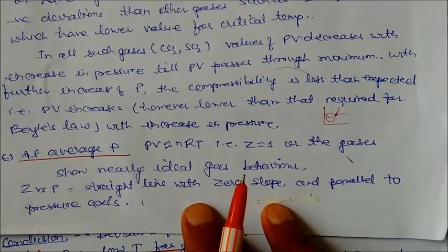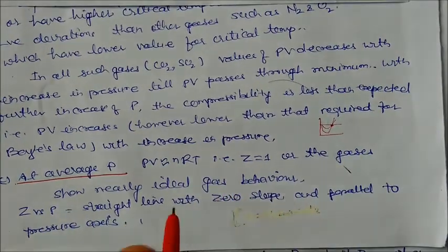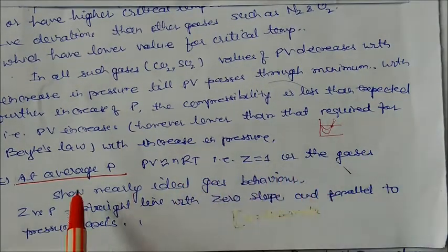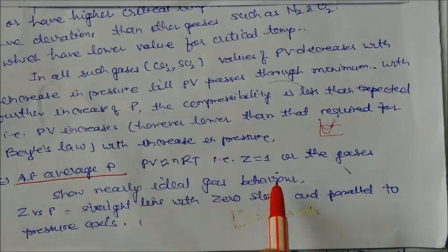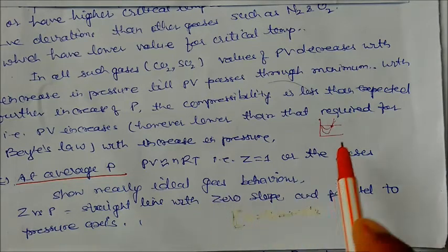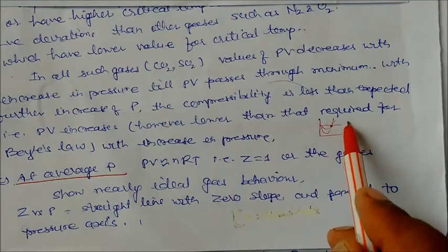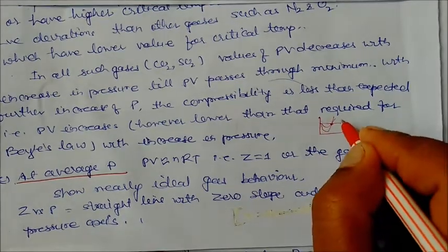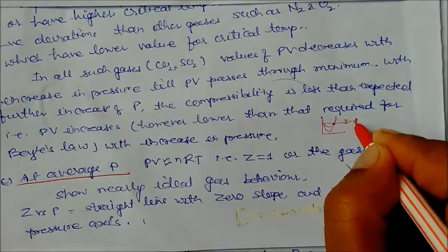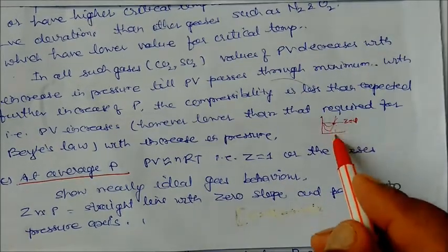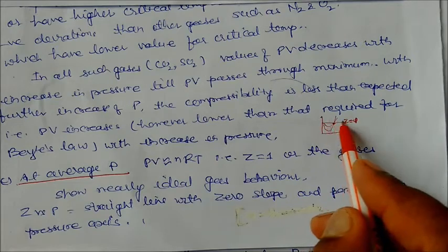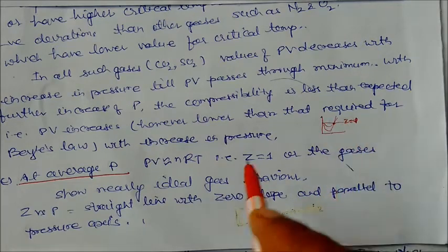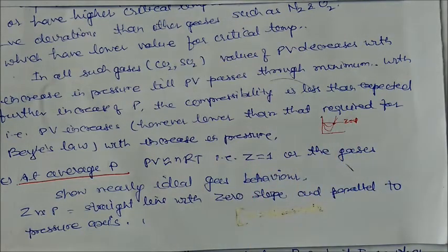Now at average pressure, that is if PV is almost equal to nRT, Z equals 1. This is called average pressure, where the gas shows approximately ideal gas behavior, and the Z versus P graph is a straight line with zero slope, parallel to the pressure axis. You can see the graph here. In Z equal to 1, this is 1, so this will be a straight line parallel to the x-axis with no slope. This is called average pressure.